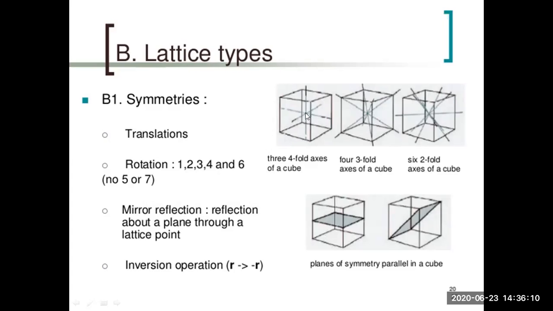An axis means when two lines come across mutually perpendicular to each other, intersecting at that point. Similarly, there are planes of symmetry parallel in a cube. Here it is tilted diagonally and placed over here. So different types of crystal structure can be found by using the lattice type.